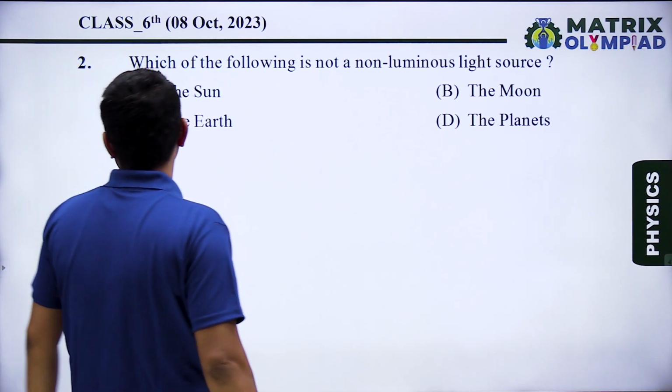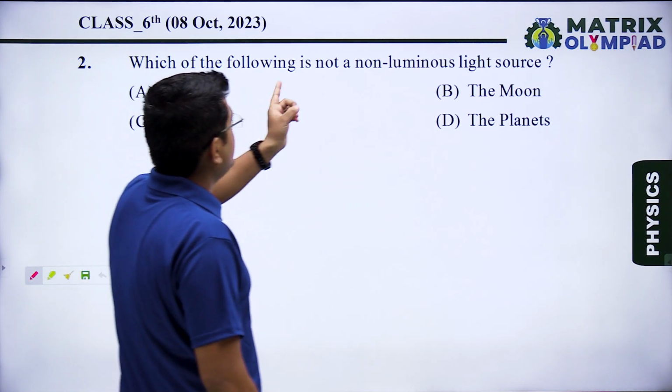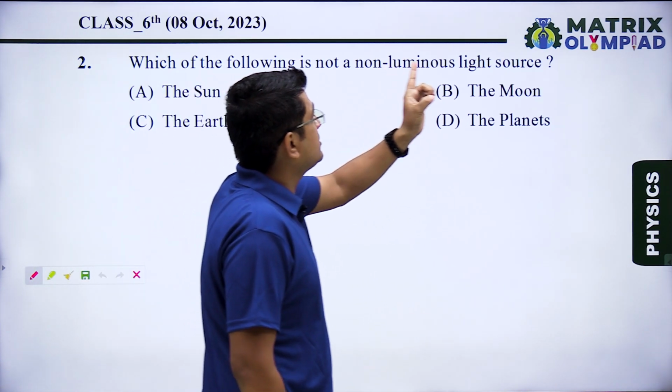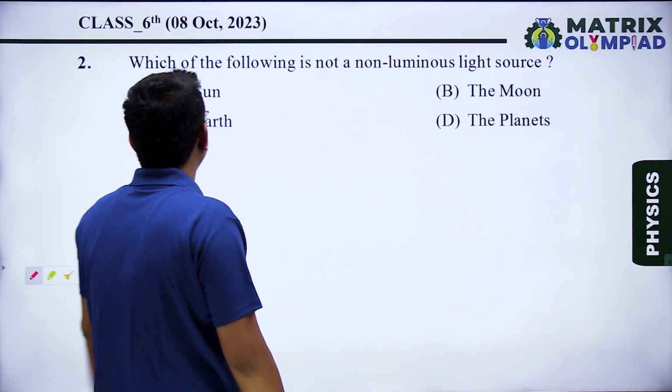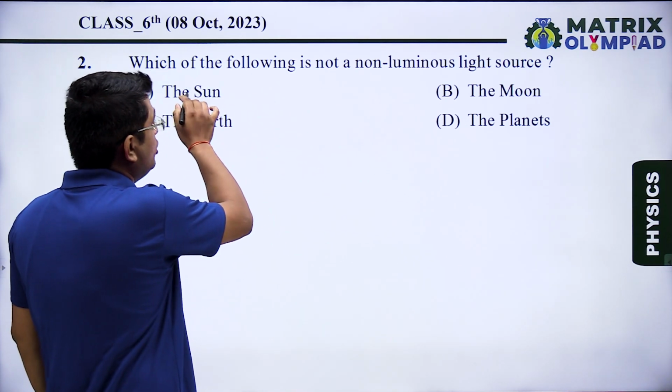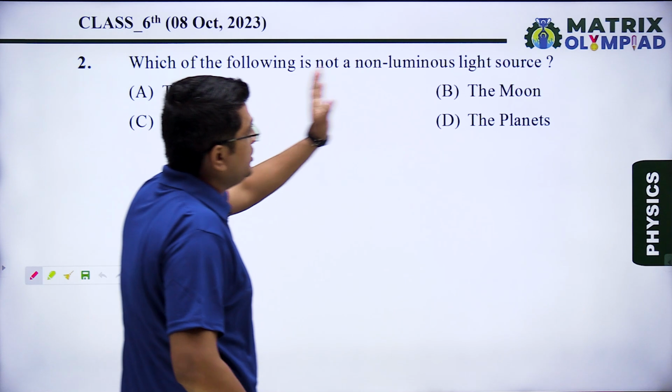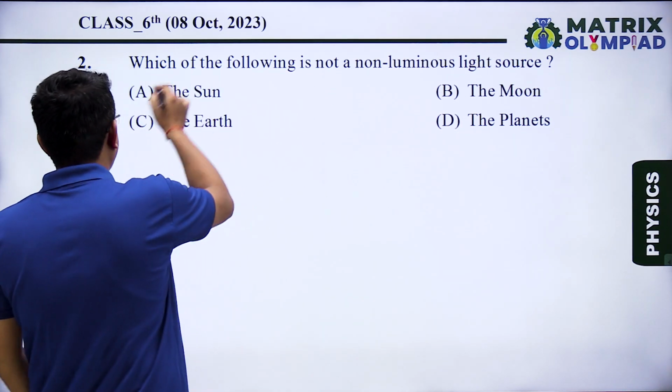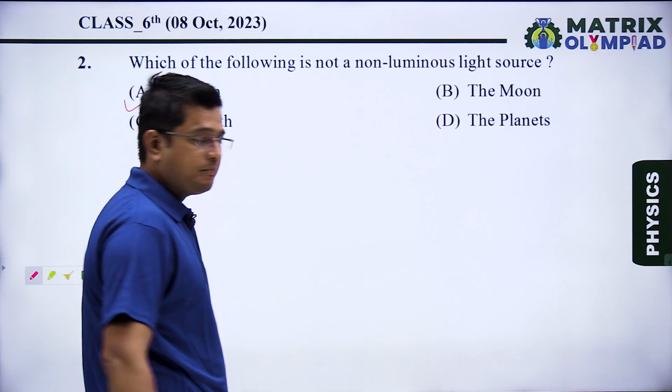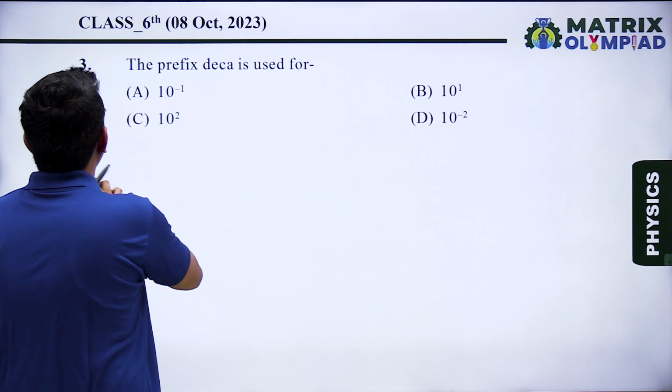In question number 2, it is said, which of the following is not a non-luminous light source? We know that the sun is a luminous light source and all three are non-luminous. So our correct answer is option A. Next question, question number 3.